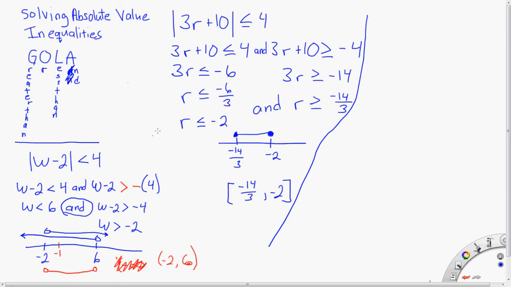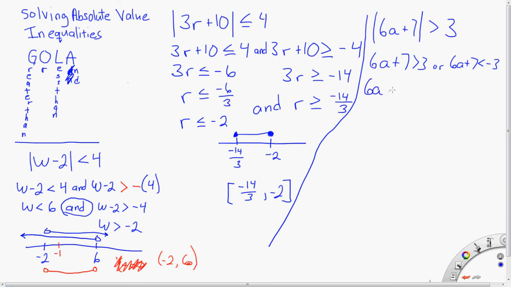So these both had less than. Let's take a look at a problem with the greater than. Say the absolute value of 6a plus 7 is greater than 3. So we're going to have 6a plus 7 is greater than 3. This is greater, so we use the or. Then we have 6a plus 7 is less than negative 3.